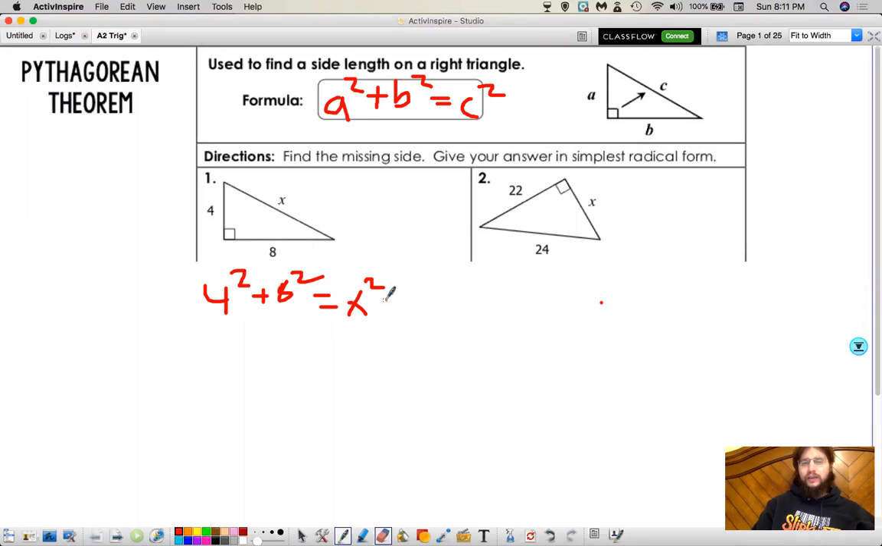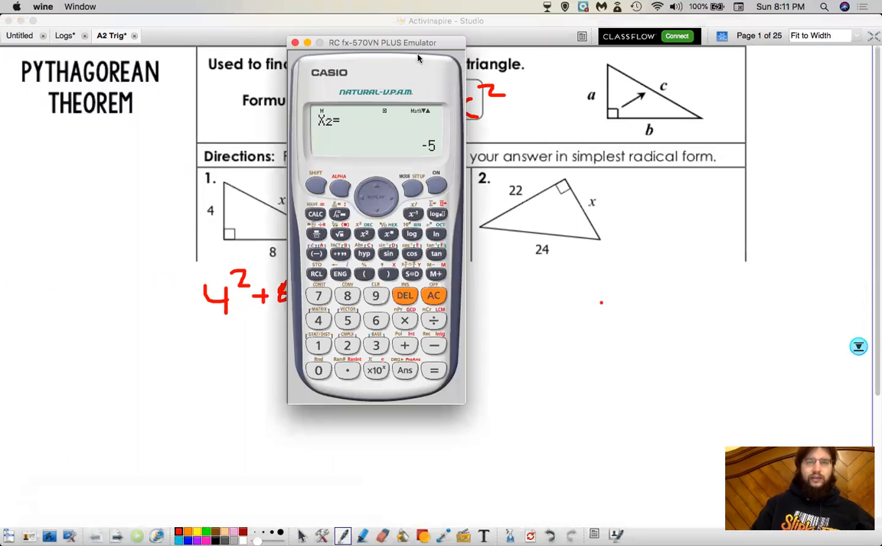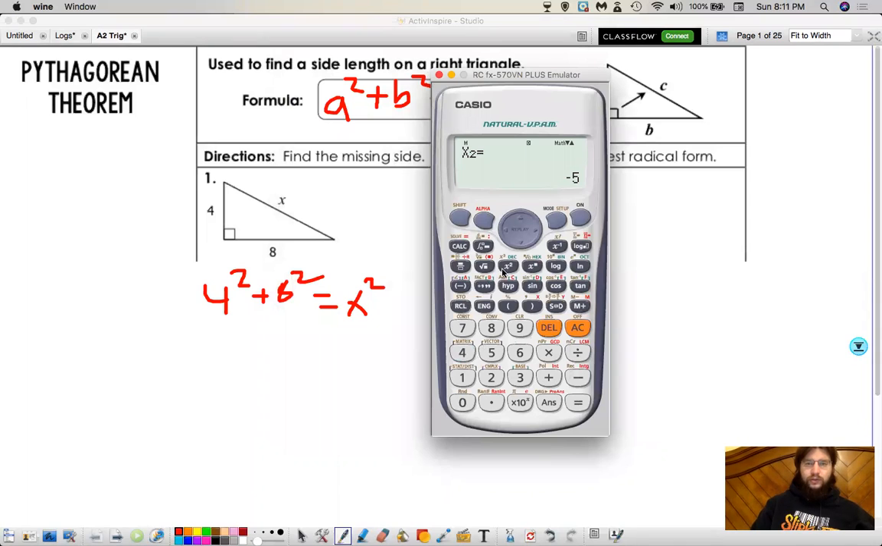Now we are dealing with triangles here, so even though this is a squared quadratic equation, basically it has two answers, the positive and the negative. We're only looking at the positives because a negative side length just doesn't make sense. So just use your calculator. 4 squared plus 8 squared.